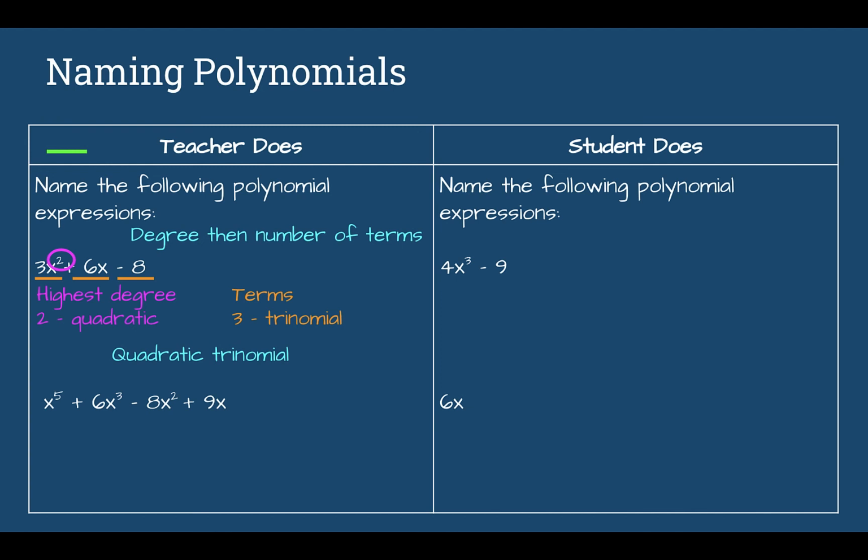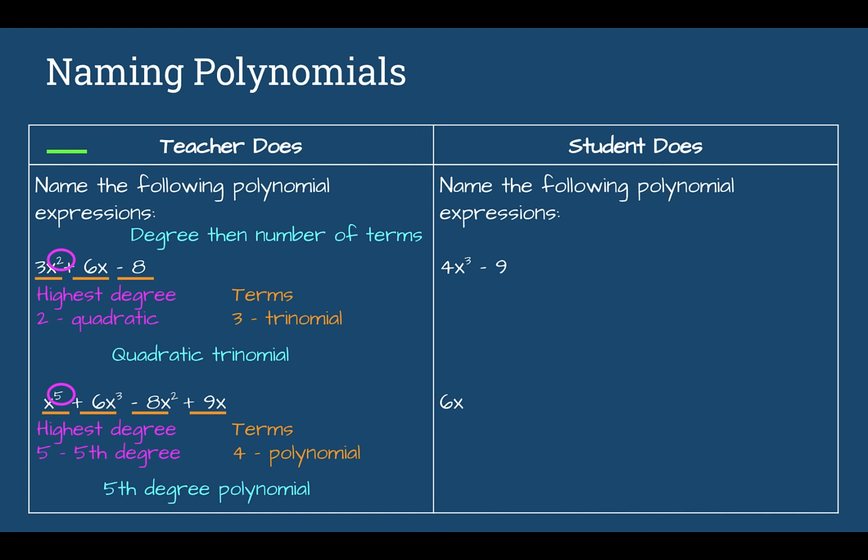Let's look at our second example. We have x to the 5 plus 6x to the third minus 8x to the second plus 9x. So again, we need our highest degree in terms. It's already in standard form, so the highest degree is 5. 5 would just be 5th degree, and there are 4 terms. 4 terms is a polynomial, just as a general sense. So this would be a 5th degree polynomial.